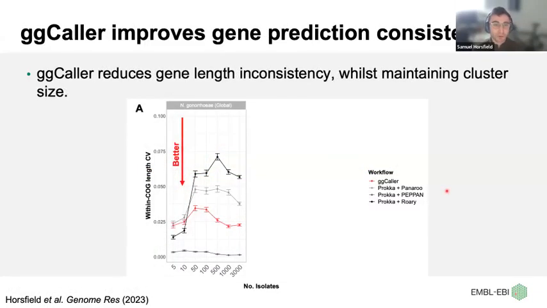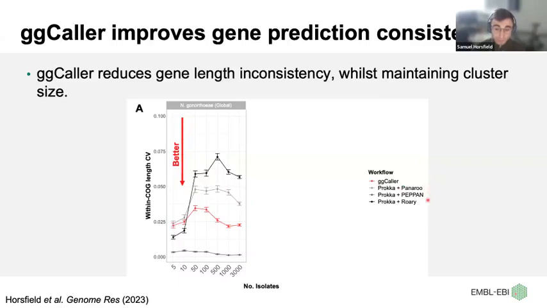So just to show some results now, what I'm showing here is how much ggcaller improves gene prediction consistency. In this graph, what I'm showing here is analysis of a Neisseria gonorrhoeae dataset, with increasing numbers of genomes in each run of ggcaller. And I'm comparing ggcaller in red against 3 other tools or workflows. So Prokka, which is a linear genome gene prediction tool for bacteria, and then 3 different methods of conducting clustering.